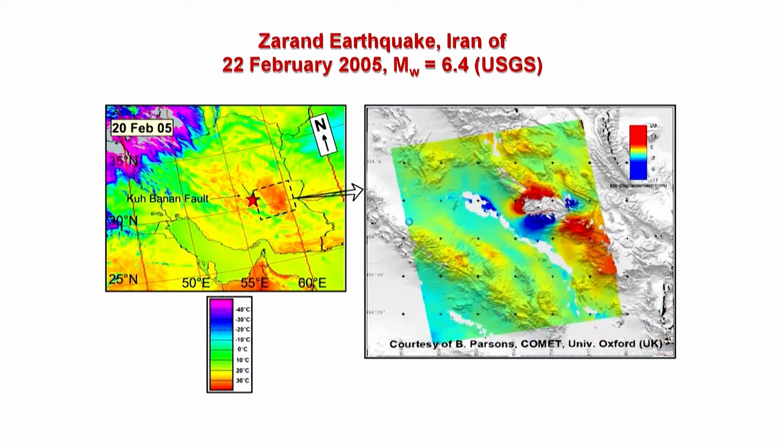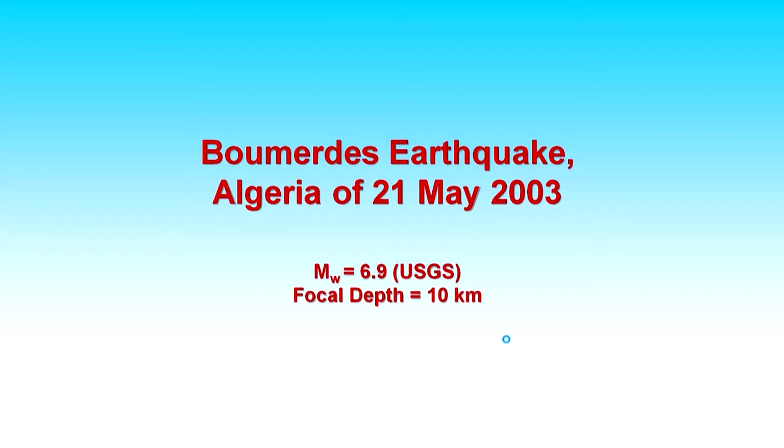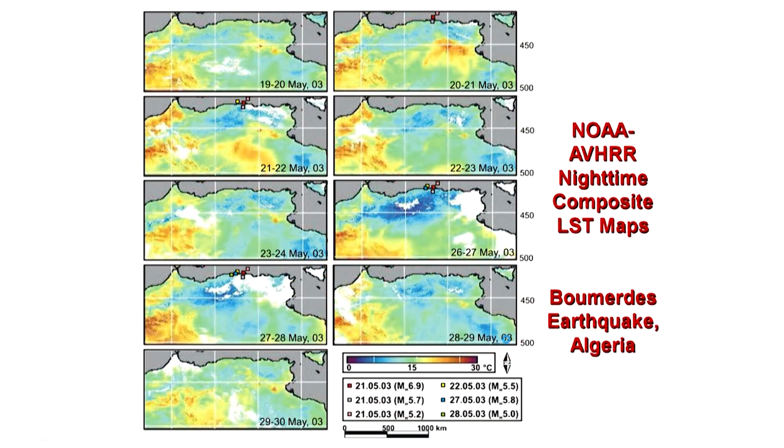Now, the Jarand earthquake also witnessed co-seismic deformation, and this analysis was done by B. Parsons. The same area was involved in co-seismic deformations. We are going to take another example, the Boumerdes earthquake of Algeria of 21st May 2003.